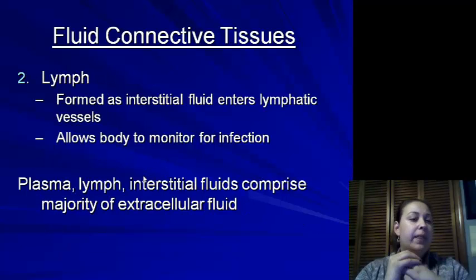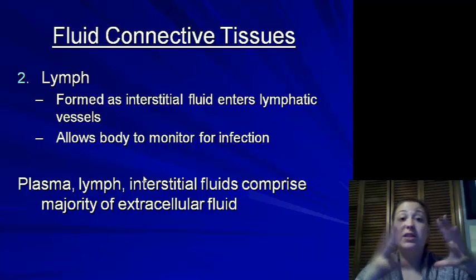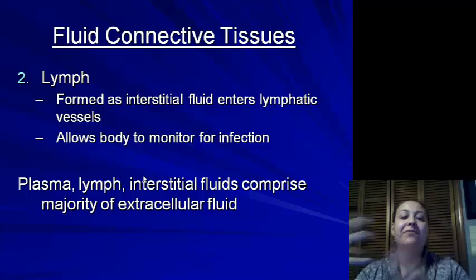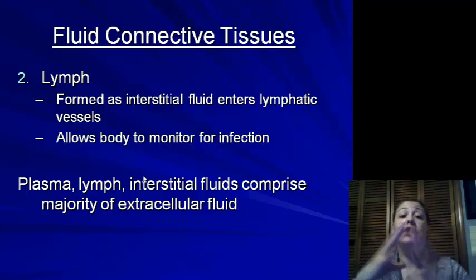So, lymph. It is formed when interstitial fluids, or the fluids of the tissues, enter the lymphatic vessels. It allows the body to monitor for infection. The lymph system is where our immune cells gather and flow and check to make sure that our body is not infected. So plasma, lymph, and interstitial fluid comprise the majority of the extracellular fluid.